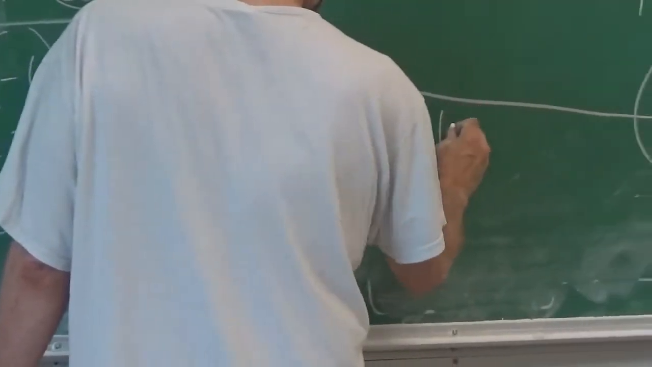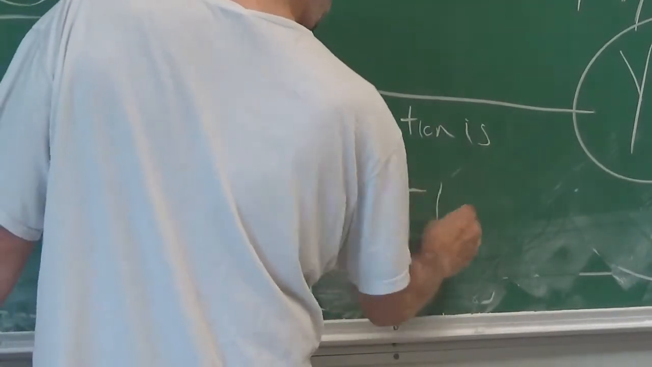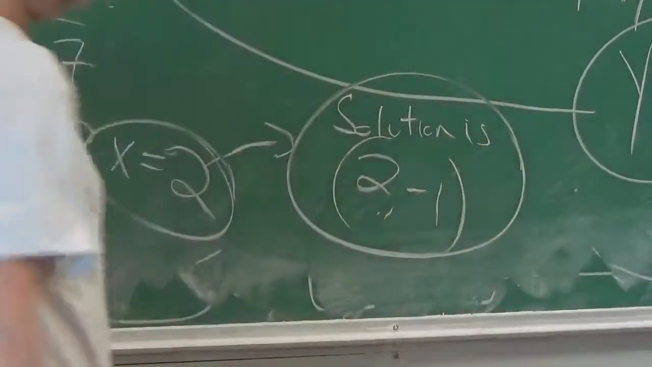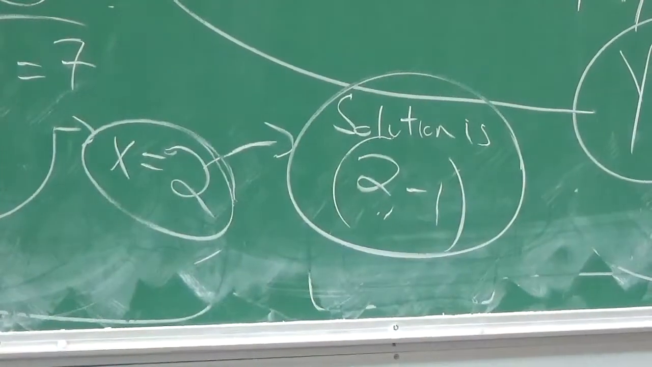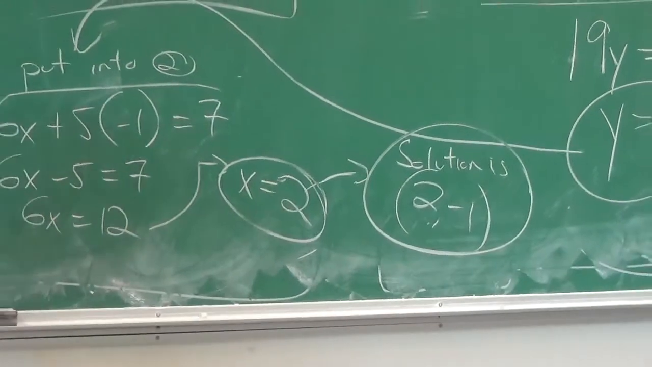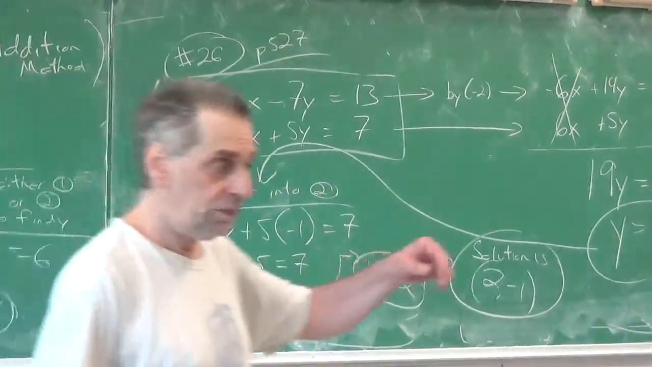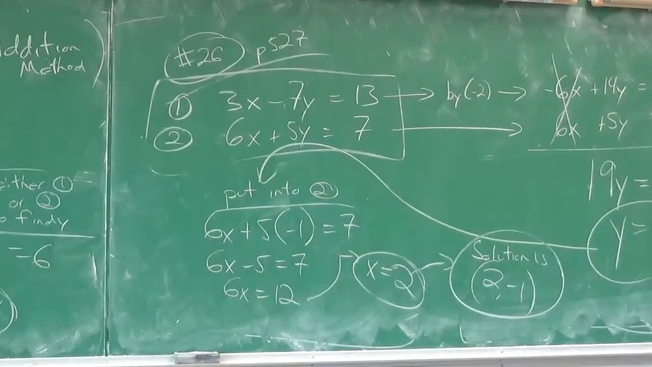Our solution is x equals 2, y equals negative 1. And that's the point of intersection of these two lines. If you were to graph those two lines, you will see that they intersect at the point 2, negative 1. All right, so that is another example of the elimination method. 2, negative 1, correct, okay.